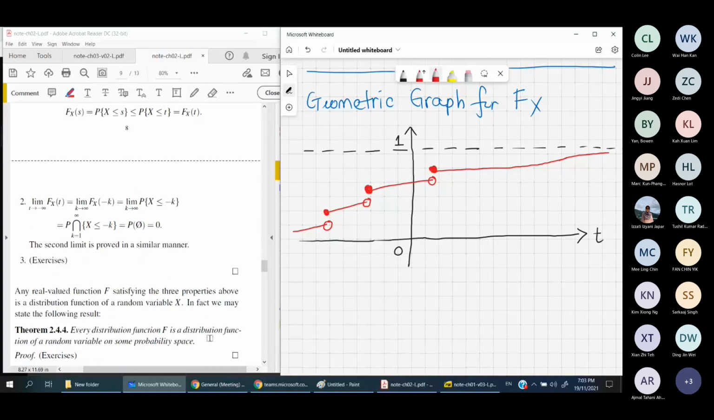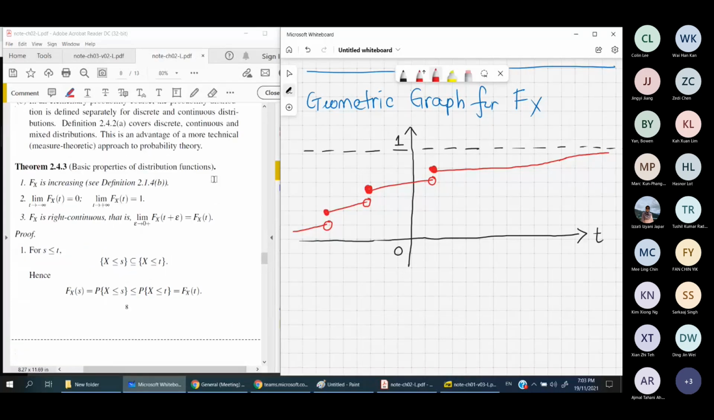Okay, so let's look at this one by one. First, I want to show this is increasing. Before that, just this is one. When s is less than or equal to t, I think it's clear, right? This one must be a subset of this. Whenever s is less than or equal to t, then P of this must be less than or equal to this. Because this event is smaller than this event, the probability for this event must be less than or equal to the probability of this event. And by definition, this is F_X(s) and this is F_X(t). So this is what we have.